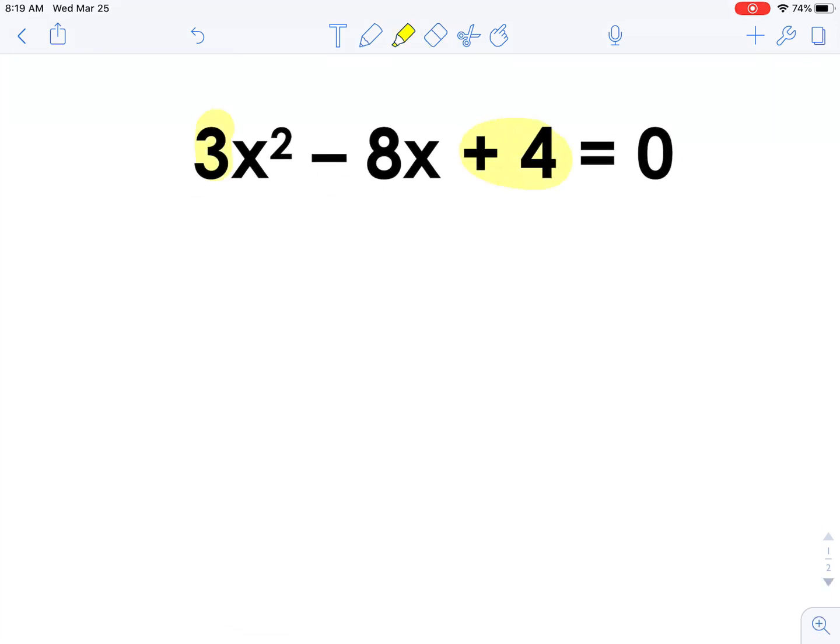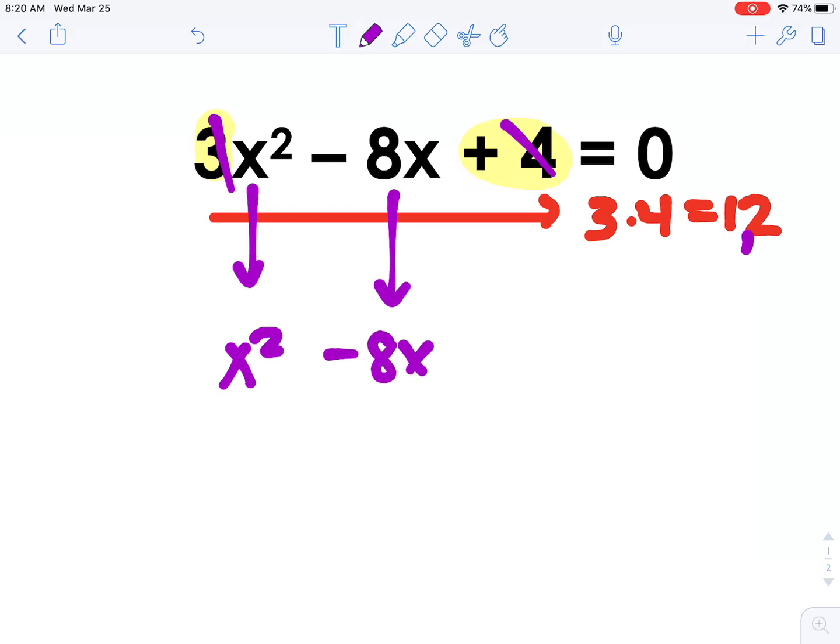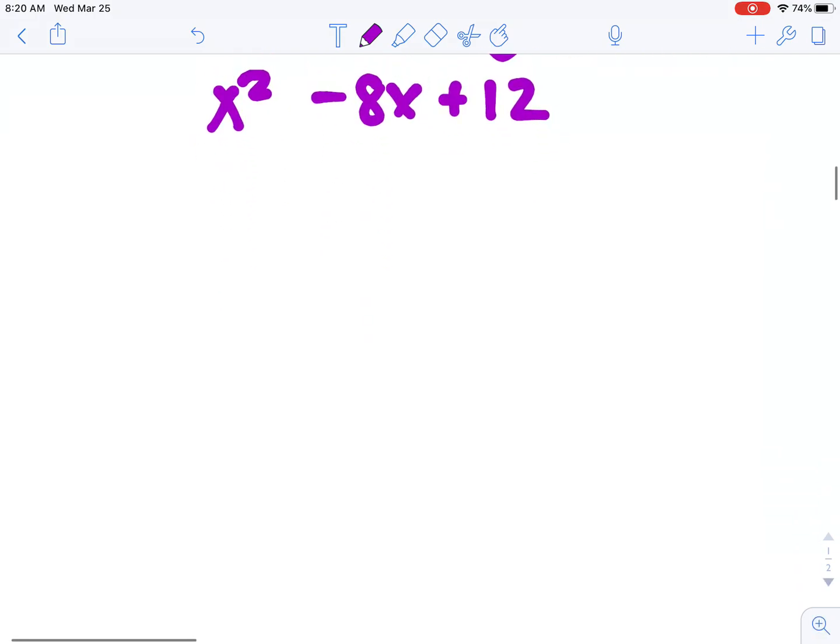If you remember, we are going to take our two numbers here, slide them over and multiply. So 3 times 4 is 12. When we rewrite our problem, we are not going to use the 3 and 4 from the original problem. We drop down our x squared, we drop down our negative 8x, and then we use that positive 12. This is now a problem that has a lead coefficient of 1, which is really easy to factor. We go to factoring like we reviewed yesterday.